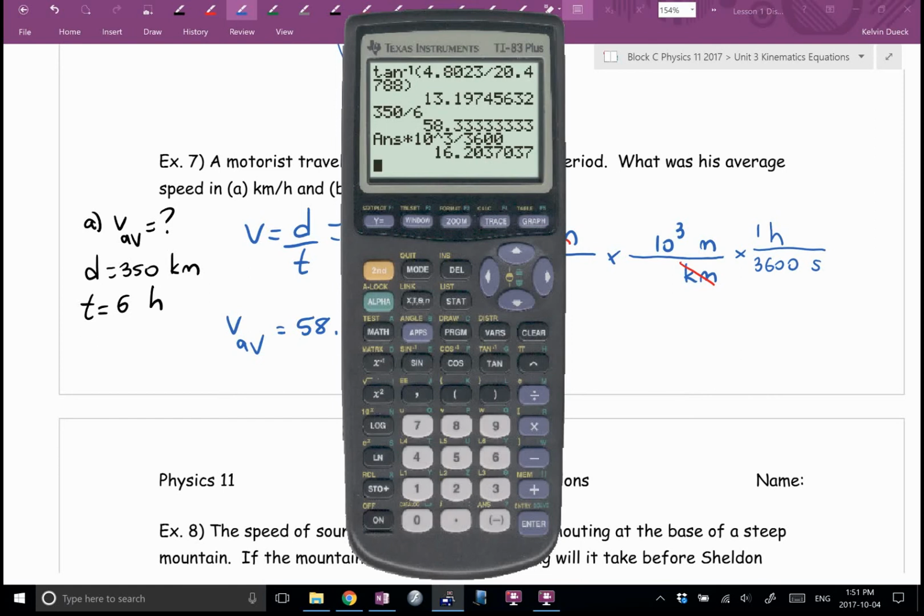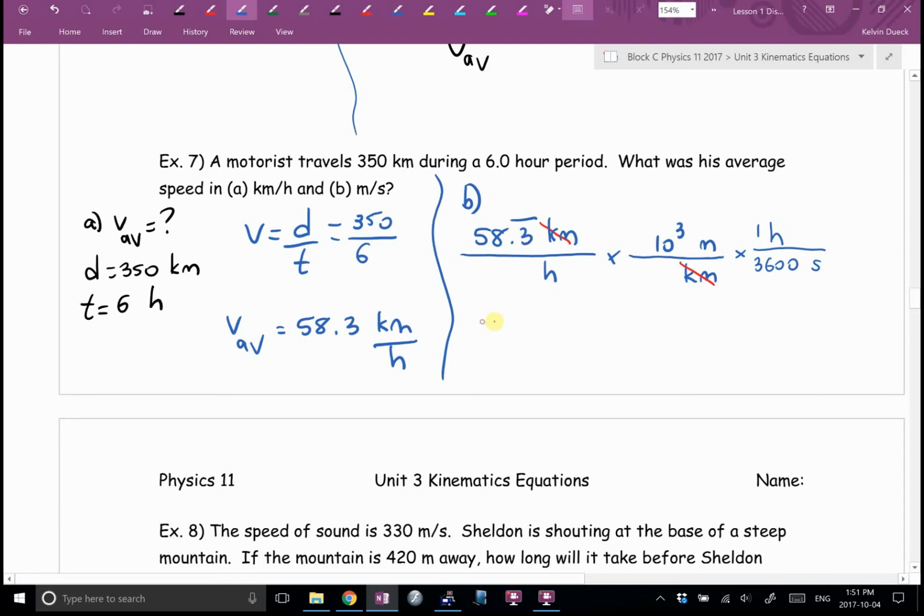When in doubt, go to 2 or 3 sig figs from now on for the rest of the year. Is that okay, Maggie? V average is 16.2 meters per second.